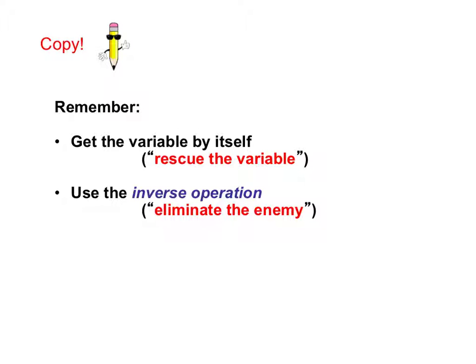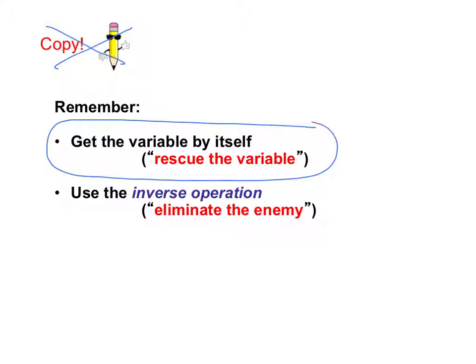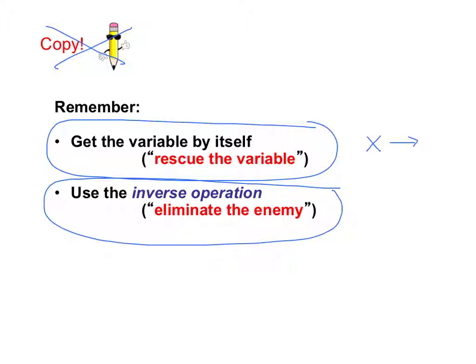Now we should recall from the previous lesson the two things we need to do to solve an equation. So we don't really need to copy this down. It's the same steps as the last time for addition and subtraction. We're going to, again, get the variable by itself by rescuing the variable, and we're going to use the inverse operation, which again is eliminating the enemy. The inverse to multiplication, you should know, is division. And the inverse to division is multiplication.